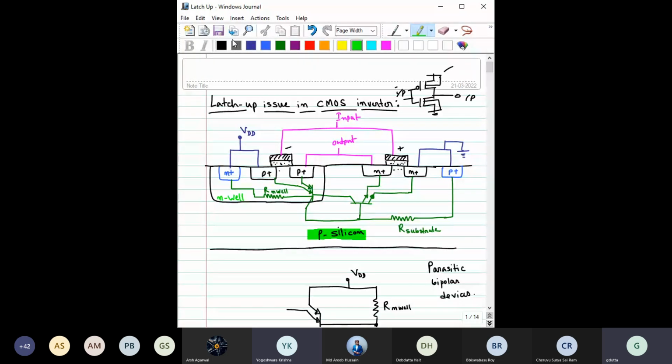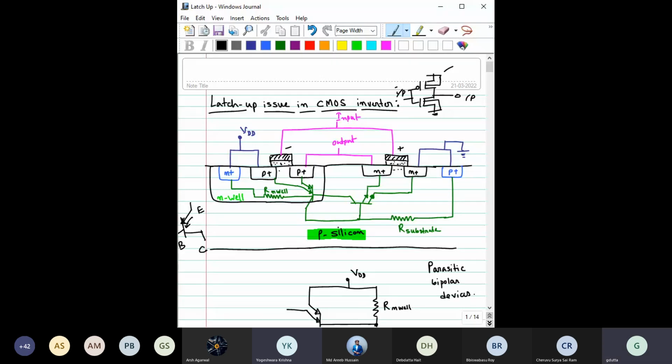Okay, or let me draw it here. Is it visible? Okay. So here you can see this is the emitter, right? This is the base, this is the collector. So when you forward bias this emitter-base junction, what will happen? The holes will be injected and have to pass through the base, and then they will be collected by this collector terminal, right?